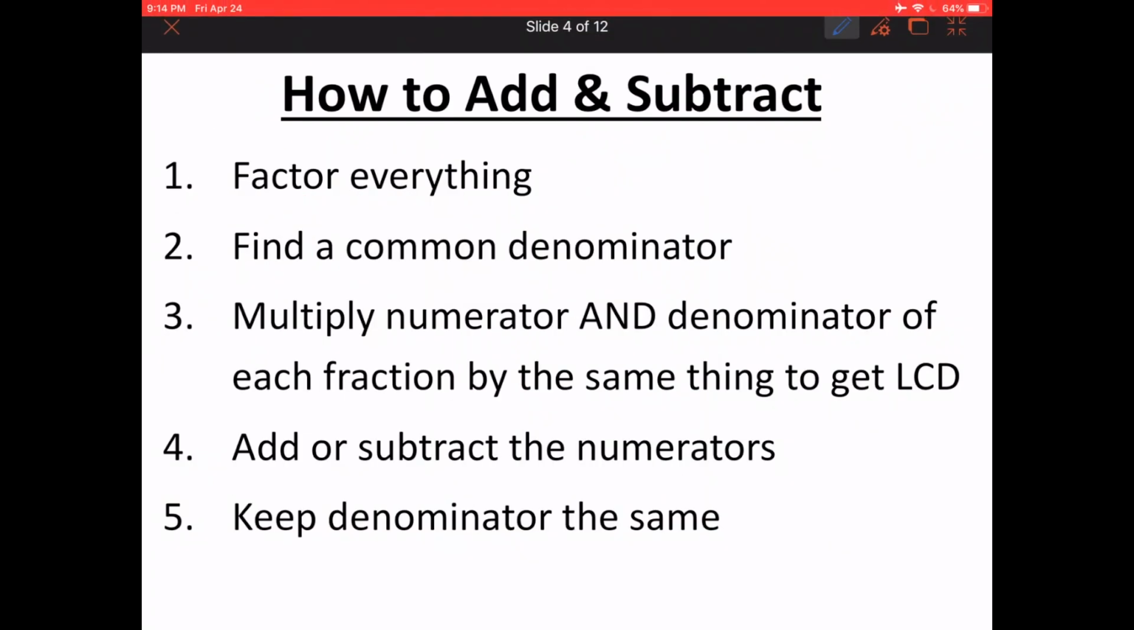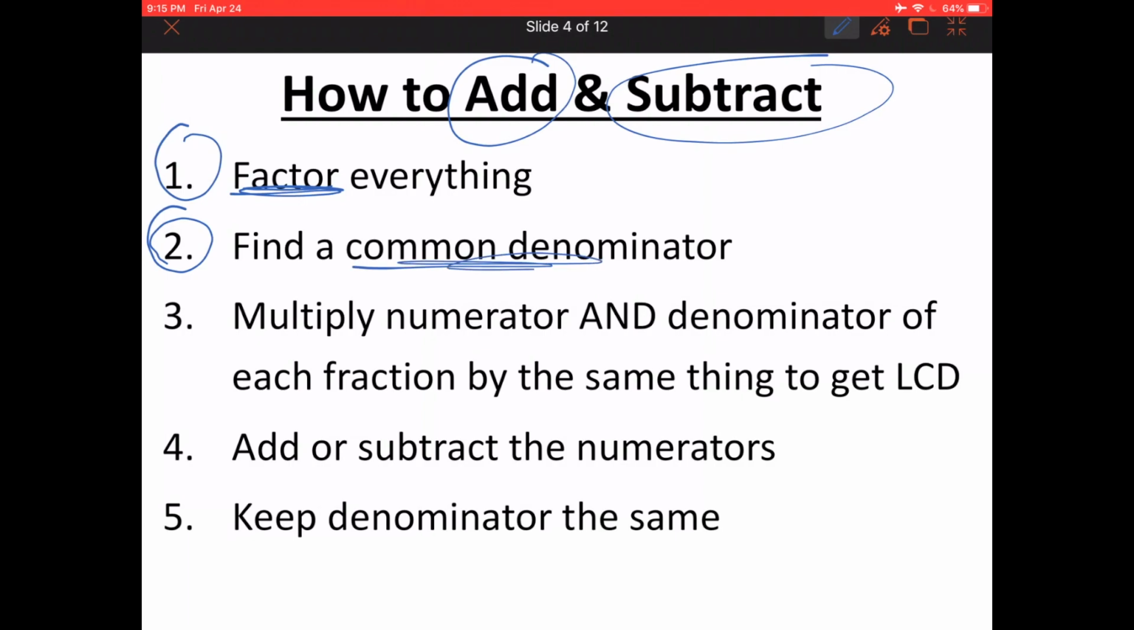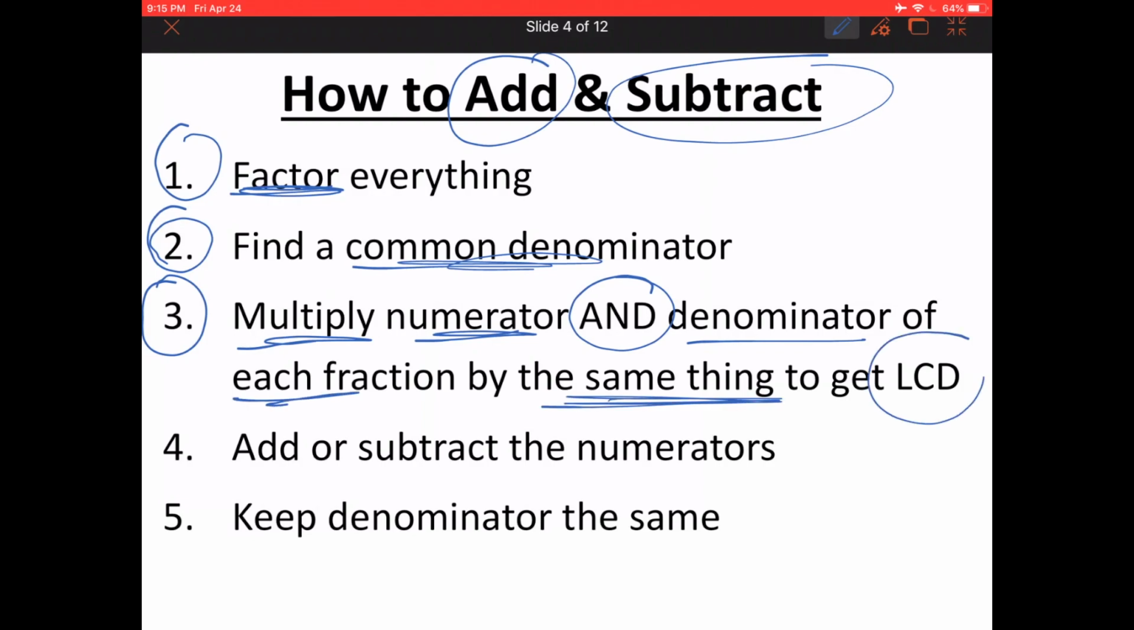Now that we know how to find the LCD, let's apply that with adding and subtracting. So let's think big picture here. Step 1, as always, is to factor everything. Step 2, get that common denominator. Step 3, you have to multiply the numerator and the denominator of each fraction by the same thing to get the LCD. Remember, this is like when I had 1/2. If I multiplied the denominator by 2, I had to multiply the numerator by 2.